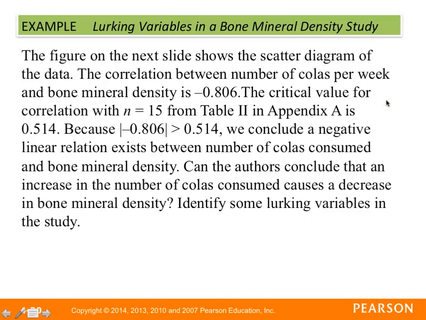So we have the number of colas here, and then bone mineral density in grams per centimeter squared. The figure on the next slide shows the scatter diagram of the data. The correlation between the number of colas per week and bone mineral density is negative 0.806. The critical value for correlation with n equals 15 from our second table in Appendix A is 0.514. Since the absolute value of negative 0.806 is larger than 0.514, we can conclude that there is a negative linear relationship between the number of colas consumed and bone mineral density.